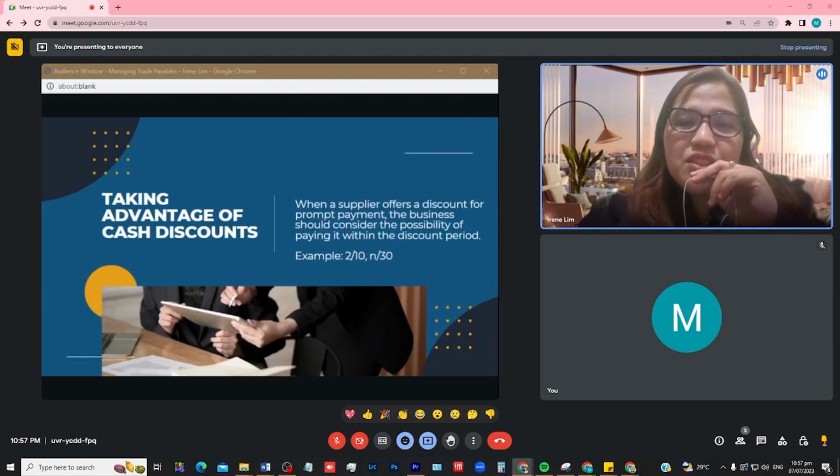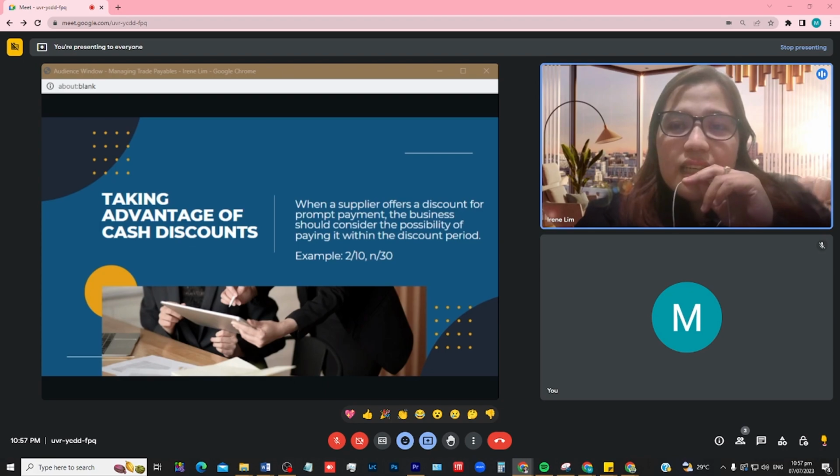Taking advantage of cash discounts. This topic is very relevant for companies which have purchase departments, purchase managers, or procurement managers. It is their job to make sure they avail of cash discounts. What is a cash discount? A cash discount is an early settlement of accounts where the supplier offers a discount: if you pay within 10 days of the date of purchase, you will get, for example, 2% or 3% off, unless you will pay the total amount in, let's say, 30 days.